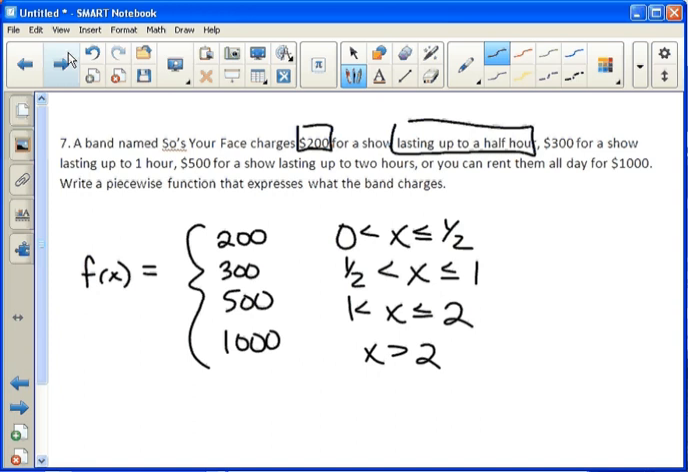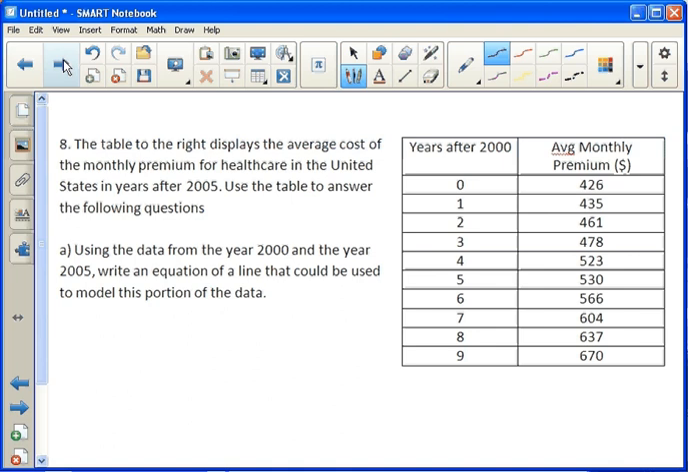Alright, the table at the right displays the average cost of the monthly premiums for health care in the United States in years after, and I corrected this on your sheet, but it should say the year 2000. Use the table to answer the following questions. Using the data from year 2000 and the year 2005, write an equation of a line that could be used to model this portion of the data.